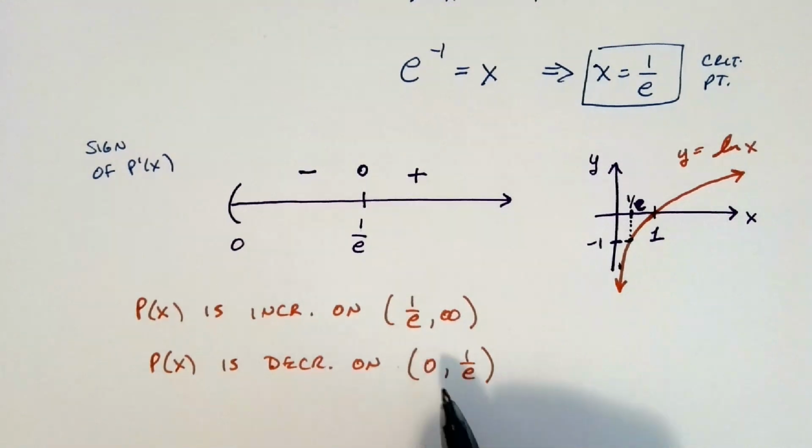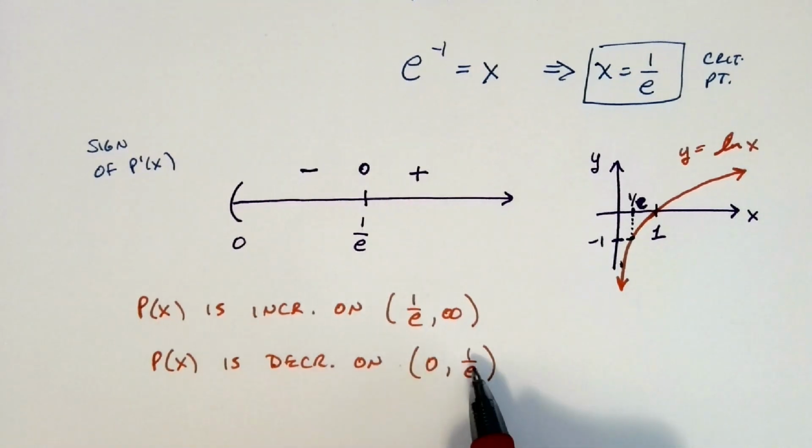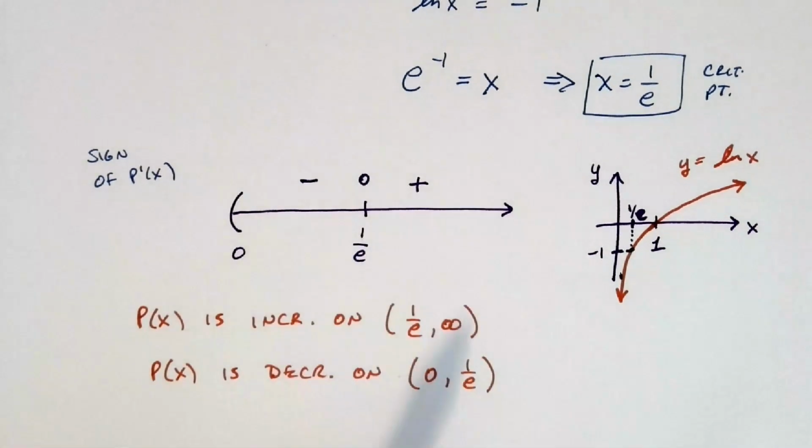And this is where it's important, right? I see that some people say from -infinity to 1 over e. Well, no. Remember our domain of our original function. You can't plug in non-positive numbers. Only numbers greater than 0.